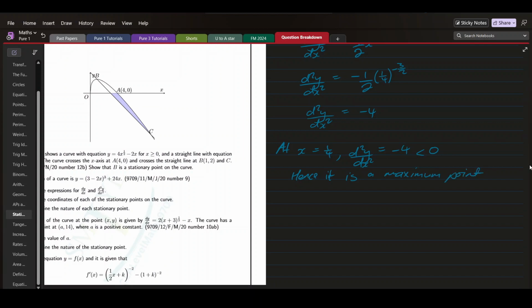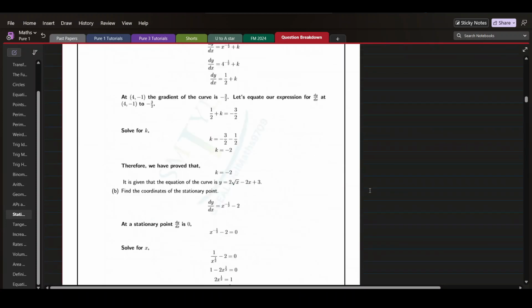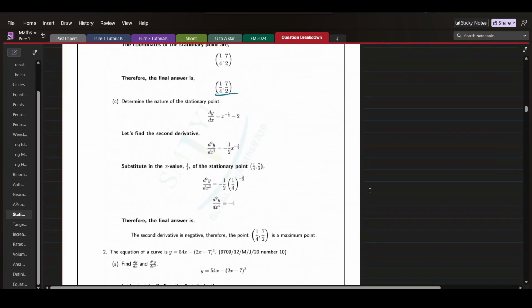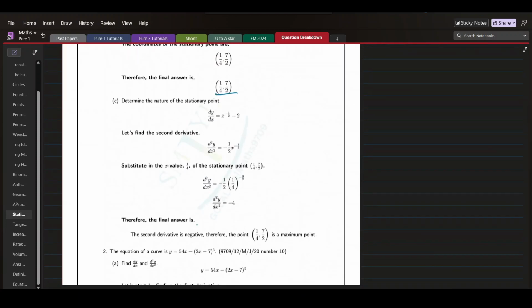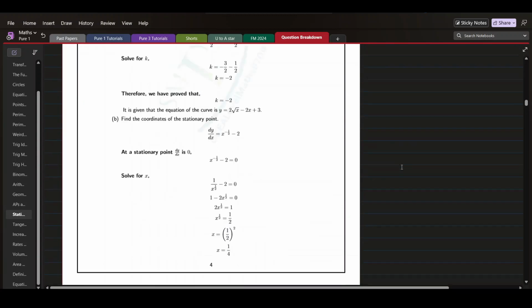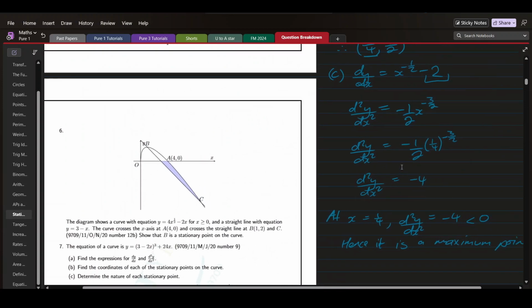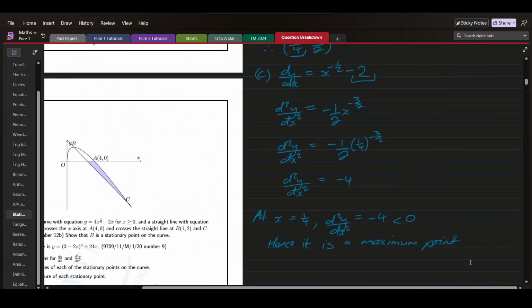And we can check if our conclusion is correct. This is 1 part C. The second derivative is negative, therefore our point is a maximum point, correct? Alright, so let's erase this and then we'll do the second question.